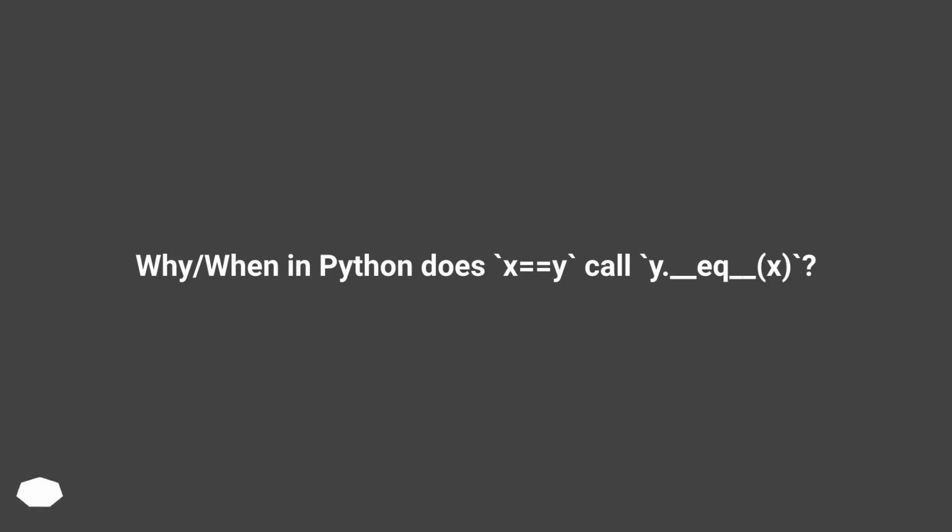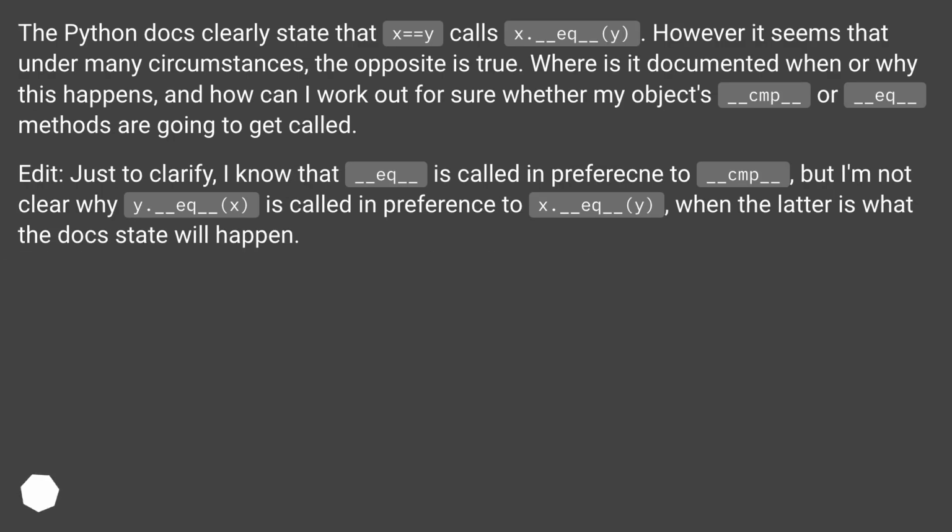When in Python does x == y call y.__eq__(x)? The Python docs clearly state that x == y calls x.__eq__(y). However, it seems that under many circumstances, the opposite is true. Where is it documented when or why this happens, and how can I work out for sure whether my objects' __cmp__ or __eq__ methods are going to get called?